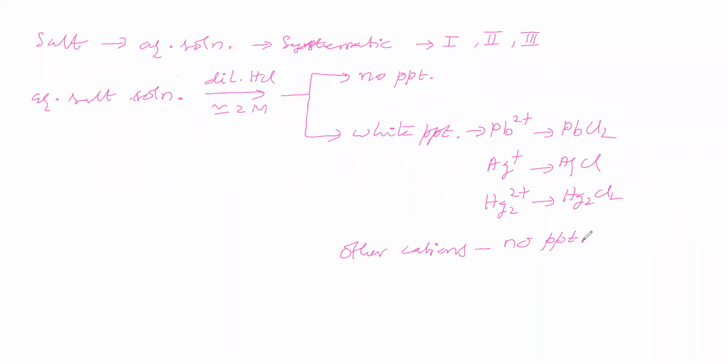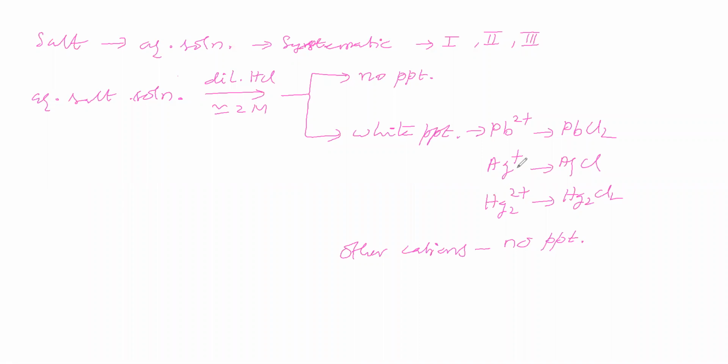So on adding dilute HCl to a salt solution, if we get a precipitate, then a group 1 cation is present. If you do not get a precipitate, that indicates group 1 cation is absent, meaning Pb2+, Ag+ and mercurous ion are absent. Here the group 1 reagent is dilute HCl. If we get a precipitate, Pb2+, Ag+ or mercurous ion is present. If we do not, they are not present. That is the meaning.